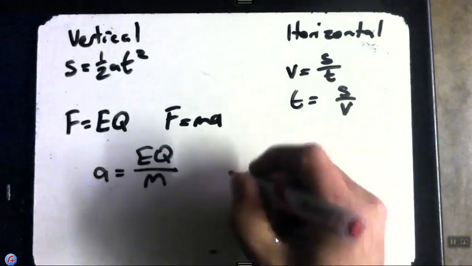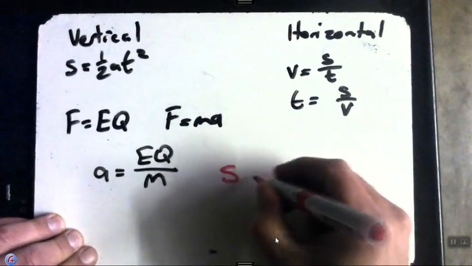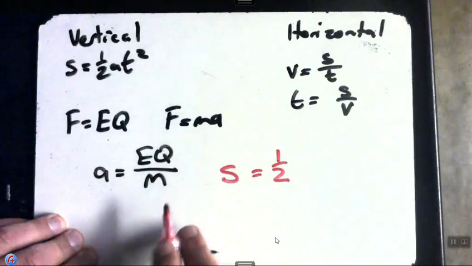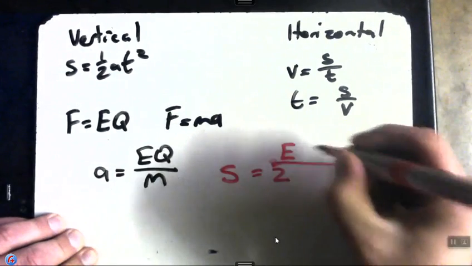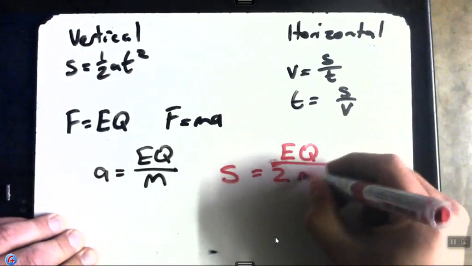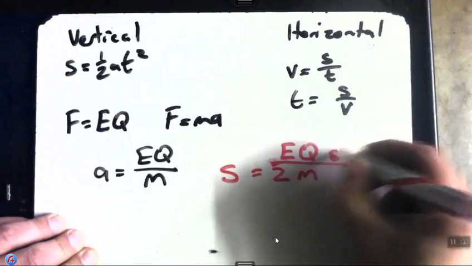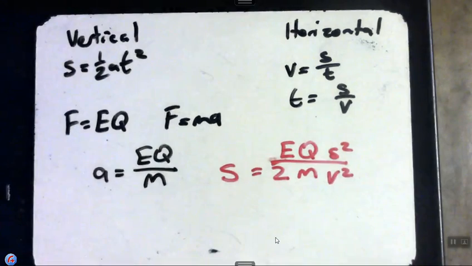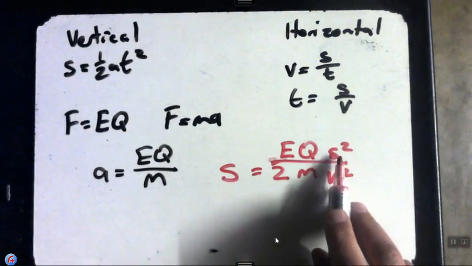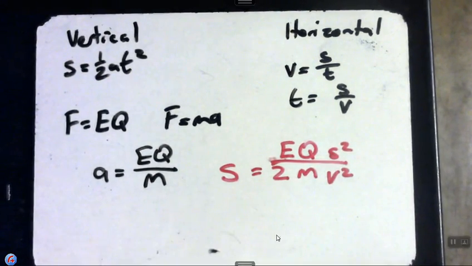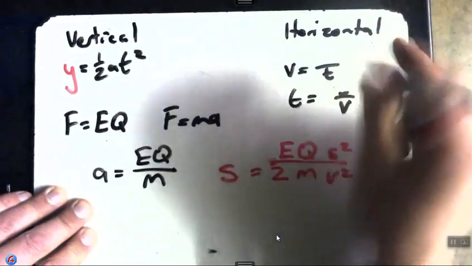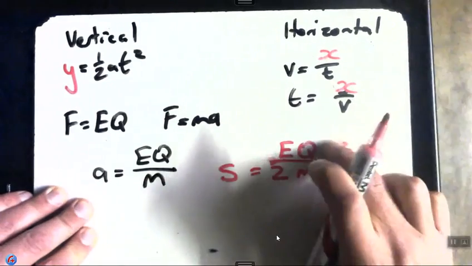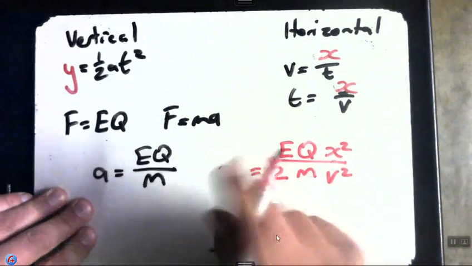we end up with the following: the distance between the plates is half EQ over M, and then t squared, so it's going to be s squared over v squared. Now if we look at this, this is the velocity, that's the displacement. So you would think that this s and that s is the same, but let's think in terms of vertical, so that's the Y displacement, and in terms of horizontal, that's the X displacement. So we've got X squared over V squared.